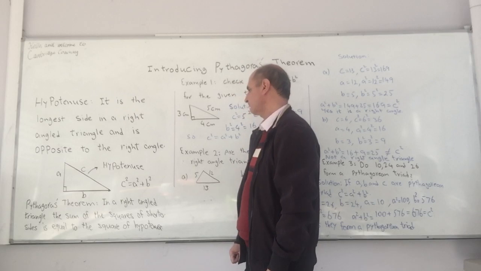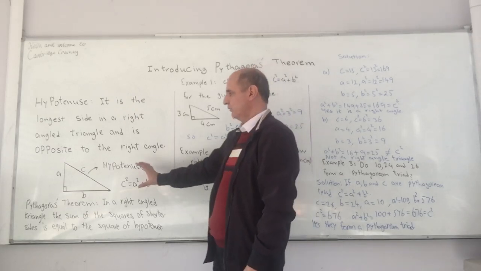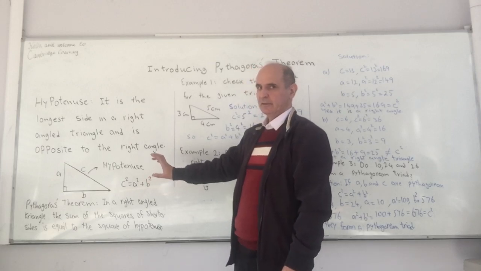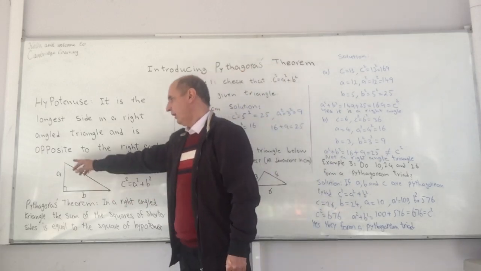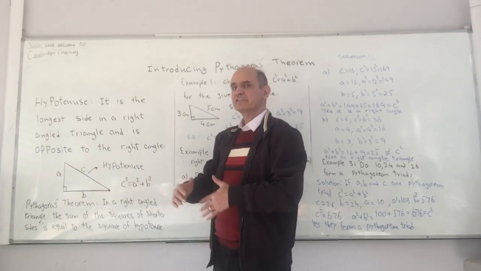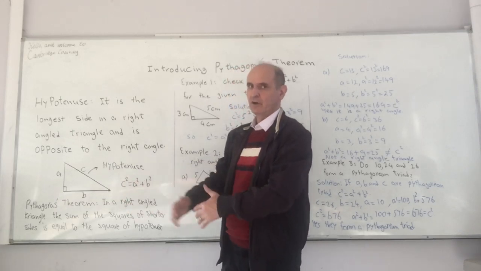Alright. So as I said, according to Pythagoras theorem, in a right angle triangle, the hypotenuse squared is the same as the sum of the squares of the shorter sides.